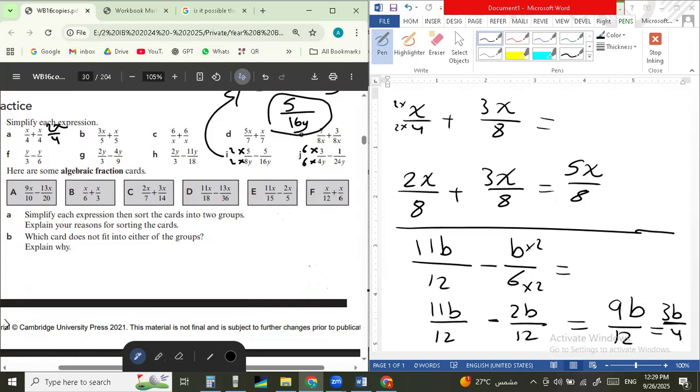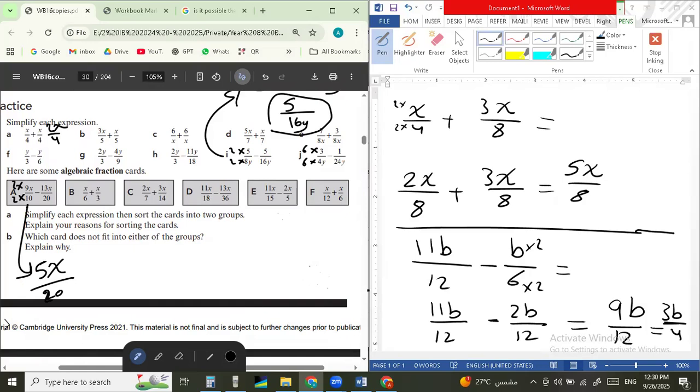Here, it says to you in the next question, here are some algebraic fraction cards. Simplify each expression, then sort the cards into two groups. Explain your reasons for sorting the cards. You're just going to multiply this by 2 and this by 2, this fraction, and they will be 18x over 20. The denominators are the same. 18x minus 13x will be 5x over 20.